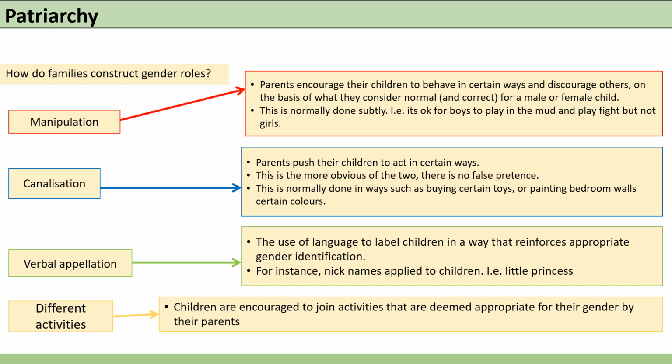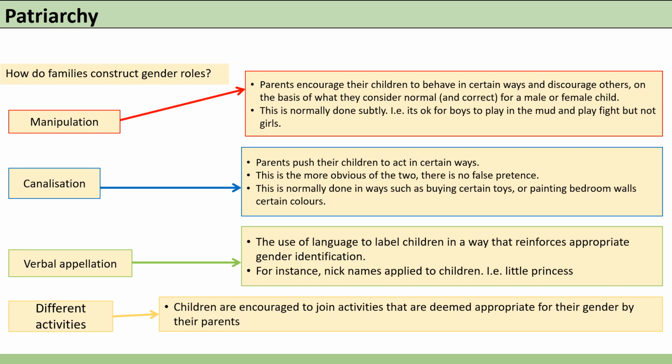So alongside patriarchy, gender roles are an incredibly important concept within feminism. It's important that you understand that feminists don't view gender as biological, they view it as a social construction or social construct. It's a way of expressing masculinity and femininity, and they would argue that the things that define masculinity and femininity are socially constructed and reinforced by the family.